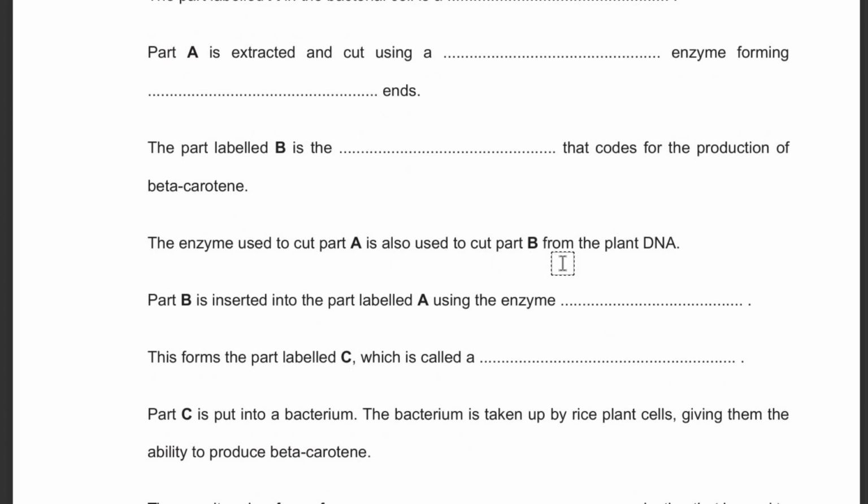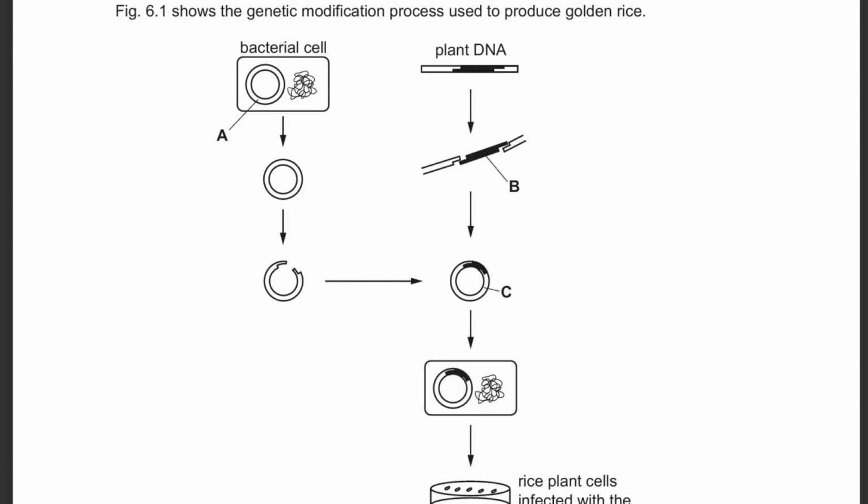The enzyme used to cut part A is also used to cut part B for the plant DNA. Part B is inserted into the plant part labeled A using the enzyme ligase, which is used to glue two things together. So look back over here, this thing is glued with the cut ends of the plasmid. So we always use DNA ligase for gluing two things together.